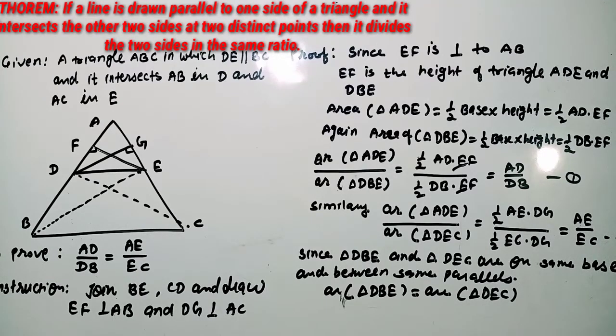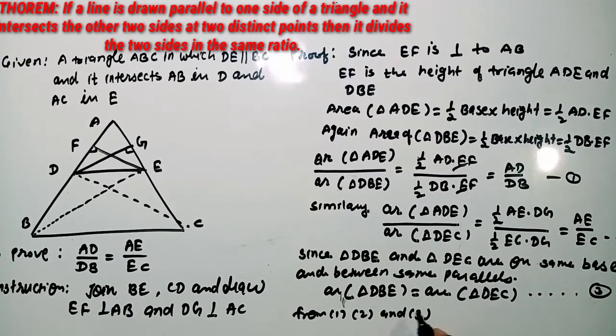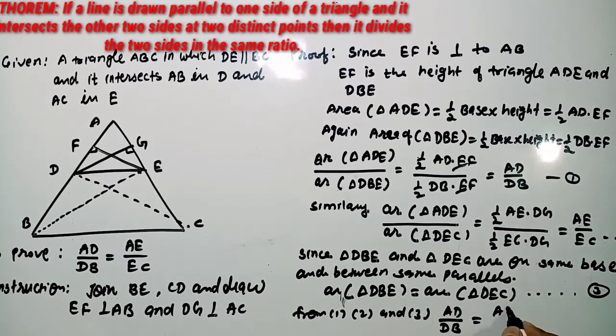So students, from results 1, 2 and 3, we can conclude that result 1 is equal to result 2. It means we will write over here AD upon DB is equal to AE upon EC.